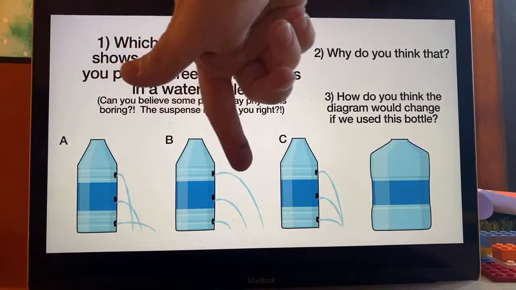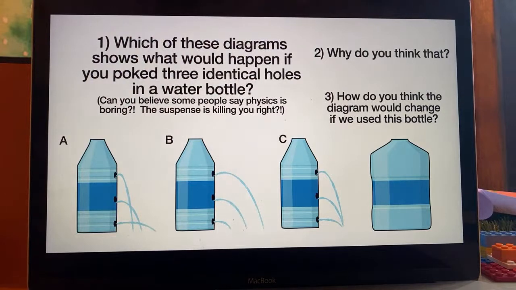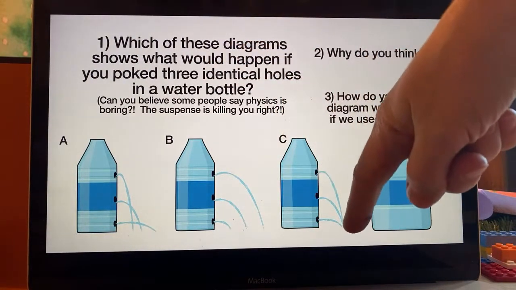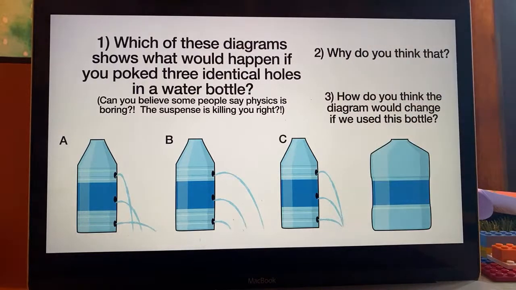Would the top one shoot out the furthest and the bottom one not shoot out as far? Or would they all shoot out and the streams meet at the same point?